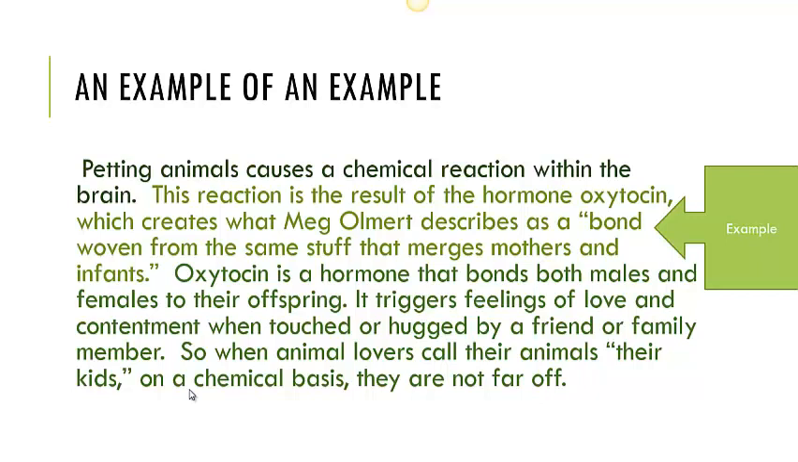We start off with our topic sentence again. Petting animals causes a chemical reaction within the brain. This reaction is a result of the hormone oxytocin, which creates what Meg Ulmer describes as, quote, a bond woven from the same stuff that merges mothers and infants. So we can see here how our example is a quote. You can also have paraphrases for an example too. But notice what we do before this: we point out the source, Meg Ulmer describes as, and then a quote. This is what we call a signal phrase. We're going to talk about these later.